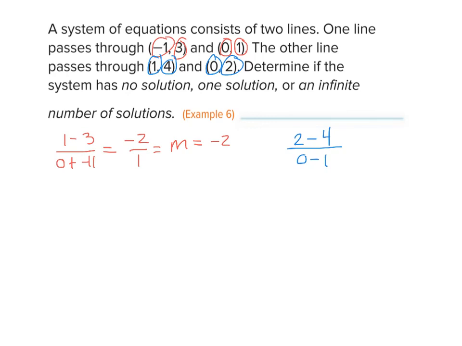Where am I getting those numbers and why am I putting them in that order? Remember that my slope equation is m equals y2 minus y1 over x2 minus x1. If you're unsure about that, you can go back to a different lesson and check that out. So 2 minus 4 is -2, and 0 minus 1 is -1. I'm just checking to make sure that's right. -2 over -1 is positive 2. So m equals positive 2.